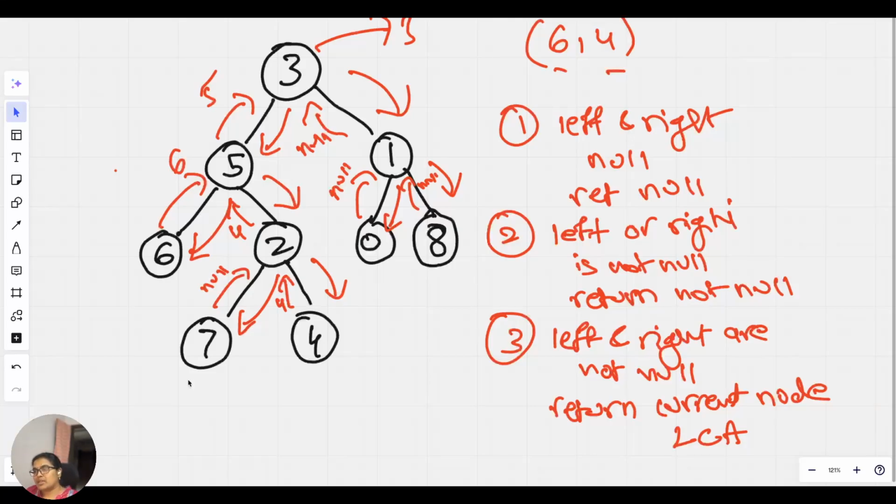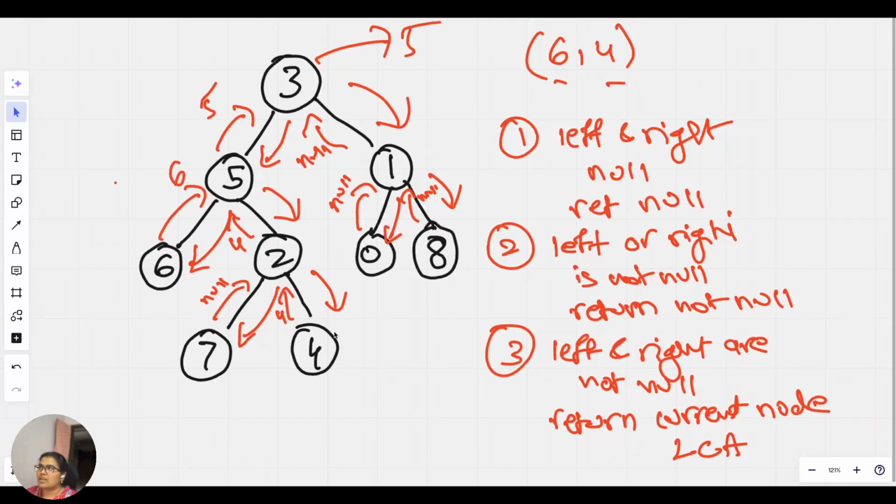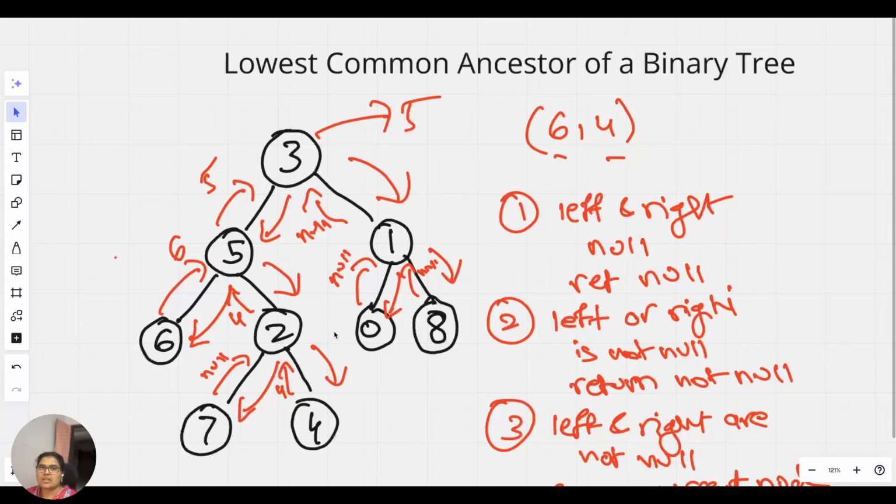If you found P and Q in both left and right, that means P is on the left, Q is on the right, or P is on the right, Q is on the left. In that case, whatever node we are at, that is the lowest common ancestor and we will return that. That is a simple algorithm. So let's see how we can write code for this.